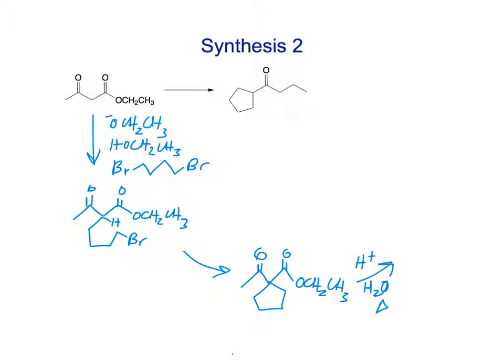Should I draw the intermediate? Okay, so the intermediate would be like this. We still have this methyl ketone, but we would have a carboxylic acid on this side. Right? This is after the hydrolysis, and then this would decarboxylate to form this ketone. Okay, so remember that the acetoacetate synthesis generates substituted acetone molecules.